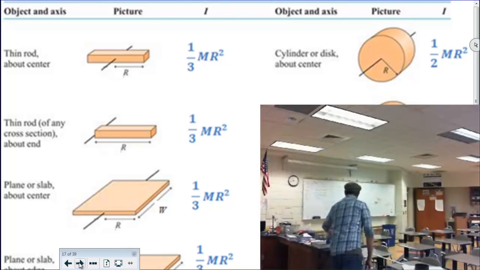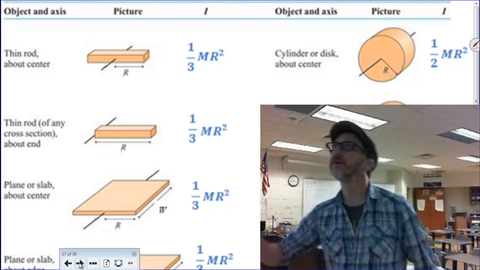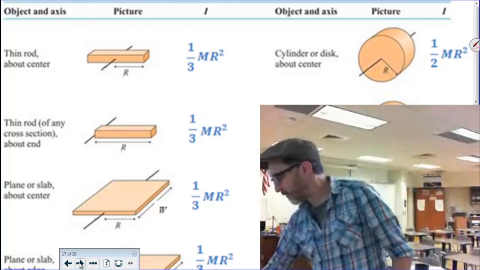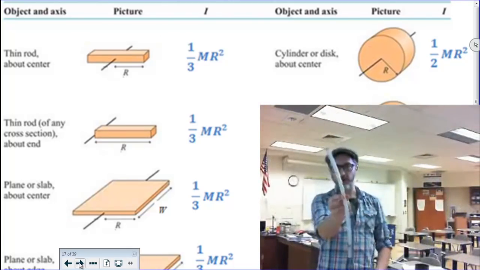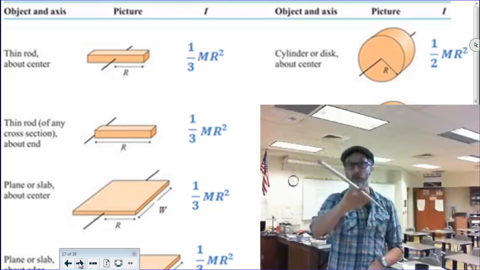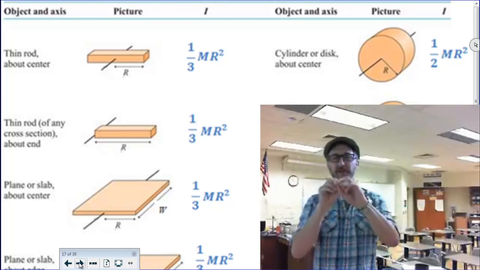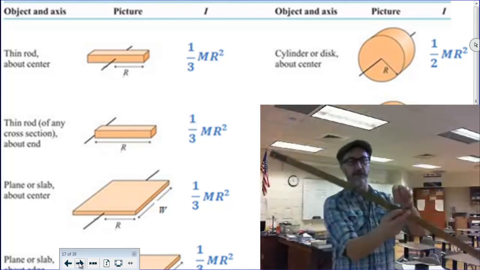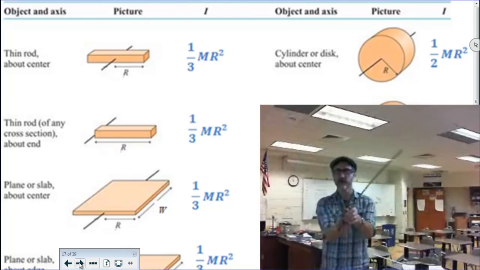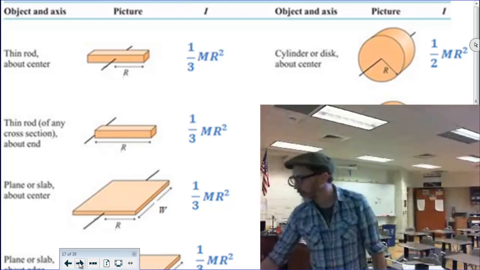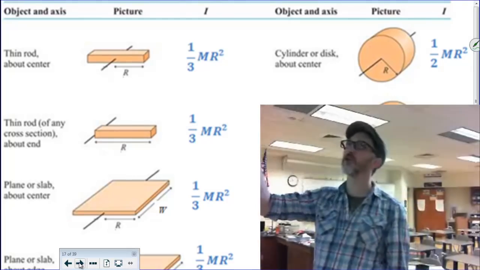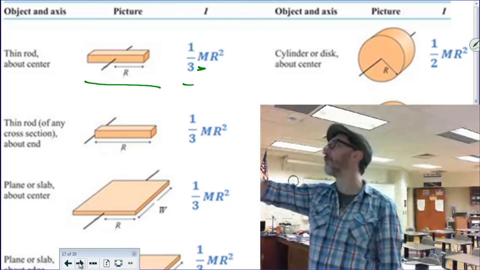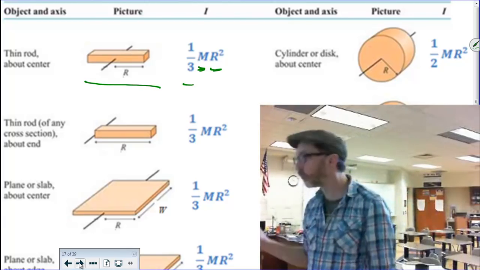So the first one there, a thin rod about its center. So what that represents is something like this, where you've got a thin rod spinning like a baton. Okay. Now notice it doesn't have to be cylindrical. A meter stick would work just as well. Okay. So this is also a thin rod spinning around its center. All right. So the equation for the rotational inertia of a thin rod rotating around its center is 1/3 times the mass of the rod times r squared. And notice what r is.